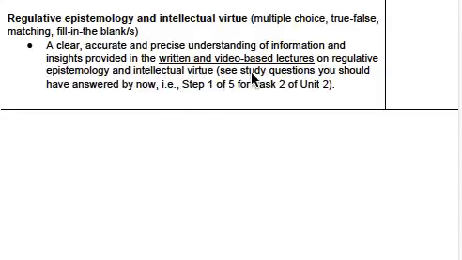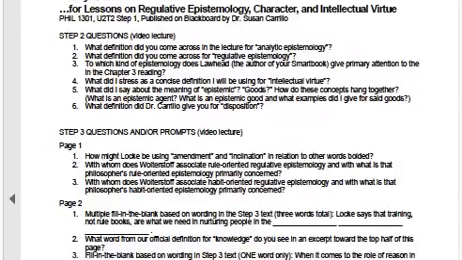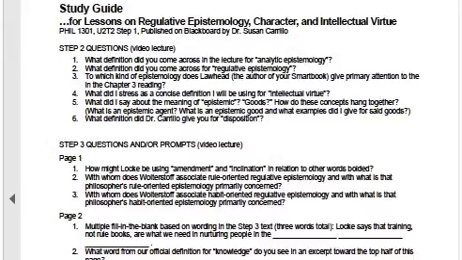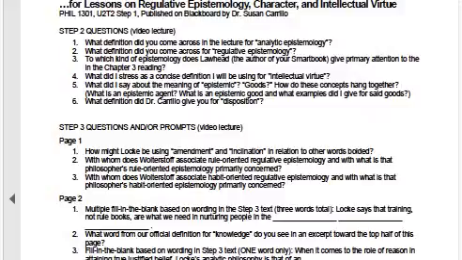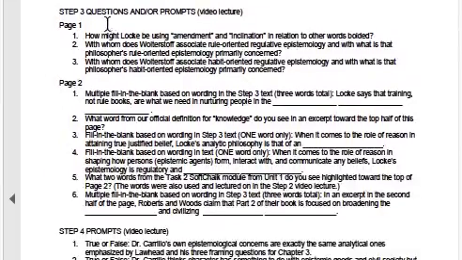Again, I always tell you where to go to find the information. See study questions you should have answered by now. Step 1 of 5. Step 1 is the study guide of Task 2 of Unit 2. So just to give you a visual, when it comes to page 3 and regulative epistemology and intellectual virtue, the parts that you need to focus on from the Task 2 study guide on intellectual virtue and regulative epistemology would be what I'm calling Step 3 in Task 2.